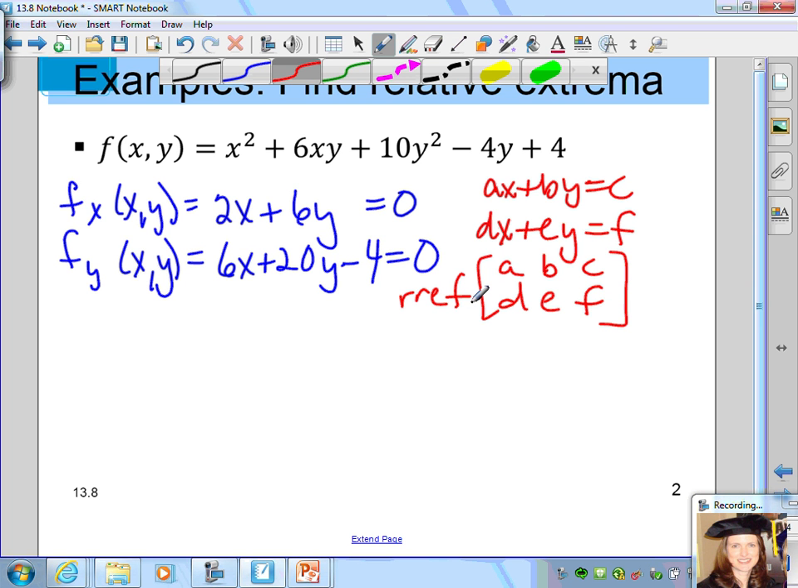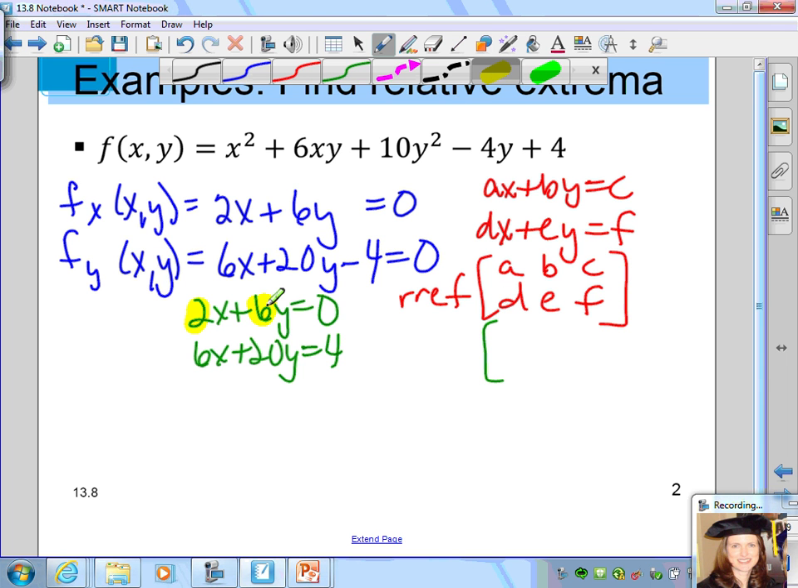So what we can do is write 6x plus 20y minus 4 equals 0. Just add the 4 to both sides so that you can write this in the form of 2x plus 6y equals 0 and 6x plus 20y equals 4. So our matrix is going to be the coefficients 2, 6, 0, 6, 20, and 4. And then we're going to use our calculator's command to reduce row echelon form that.